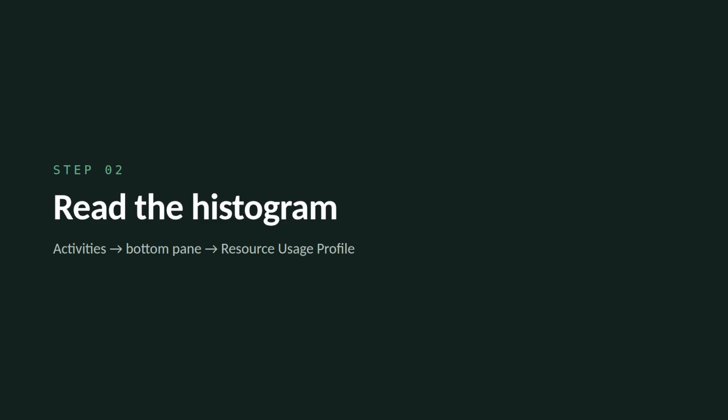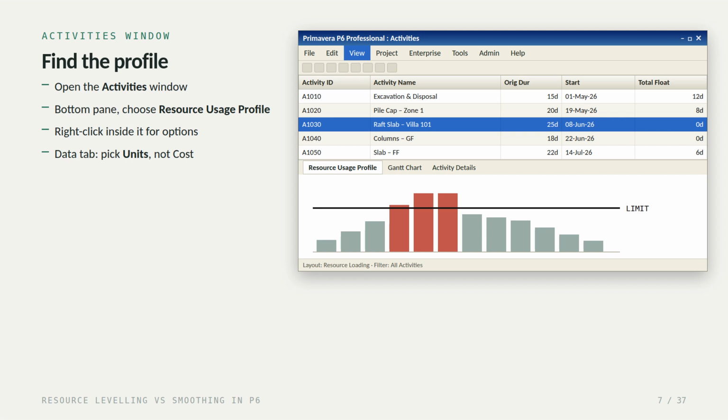Step 2. Read the histogram. Open the Activities window. At the bottom, choose Resource Usage Profile. Right-click inside the profile to open its options. Go to the Data tab, and make sure you're plotting units, not cost. If you leave it on cost, you'll be looking at your material spend, not your manpower. Also tick Display Activities for selected. Otherwise, the profile ignores whatever you've highlighted in the table above.